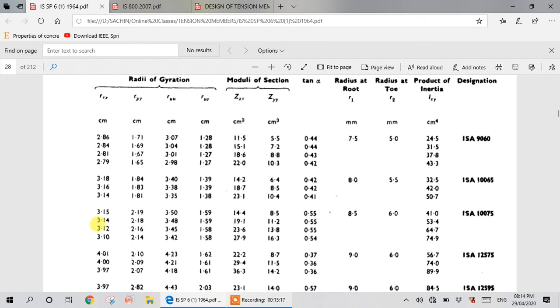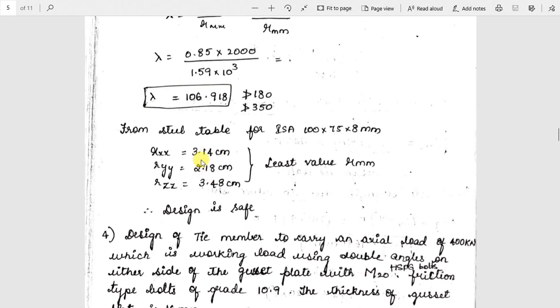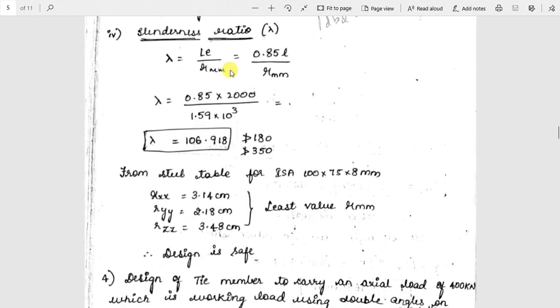Out of these values you have to choose the least value, and the least value should be substituted in the denominator. So out of those, the least value you substituted here is 1.59 into 10 raised to 3. That is in centimeter, so you have to substitute in mm here. So lambda is 106.918. It should not be greater than 180, or it should not be greater than 350.